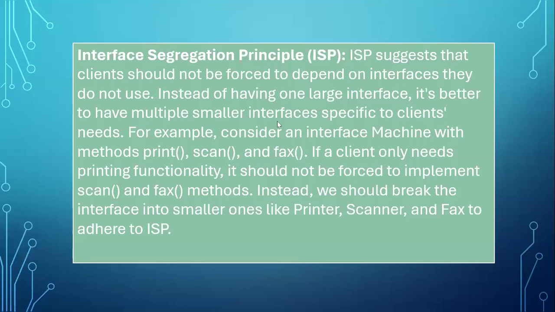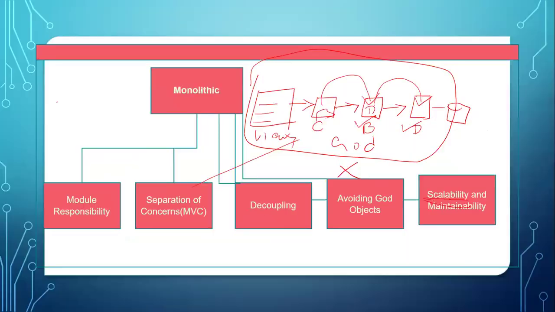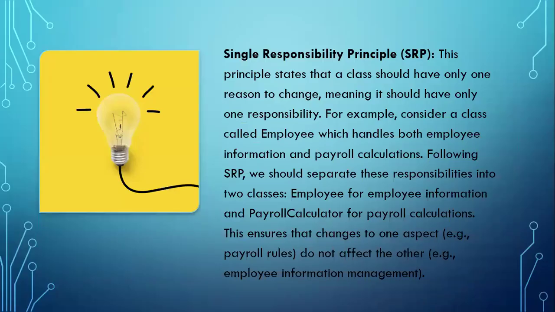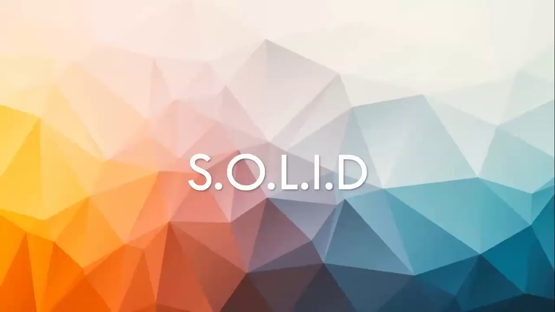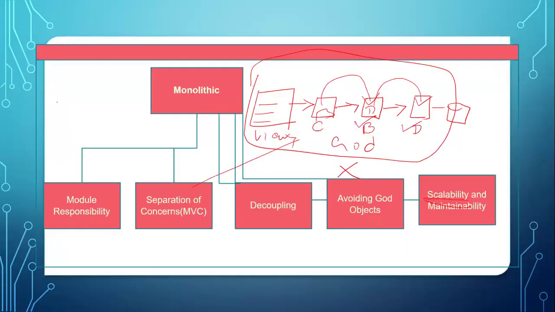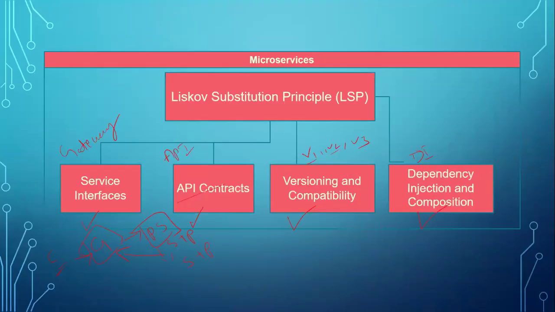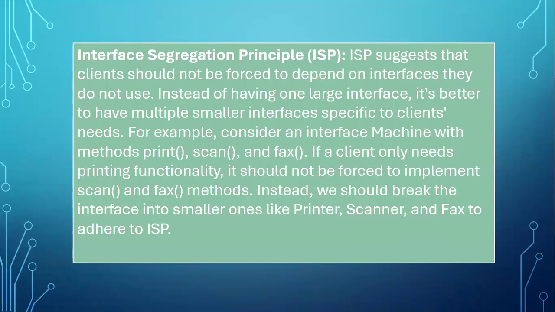So far we discussed single responsibility. S for single responsibility, O for open and close, L for Liskov substitution principle, and I and D are pending. So I stands for interface segregation, the interface segregation principle.